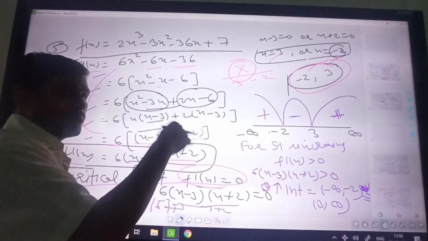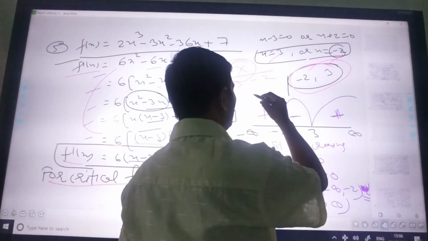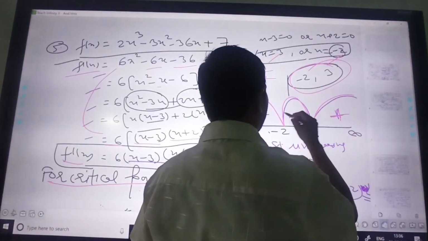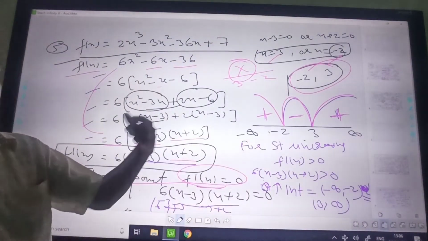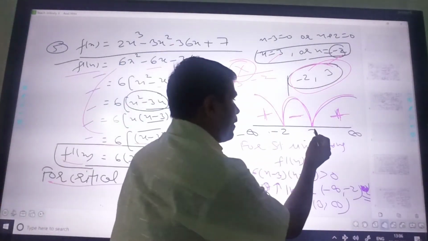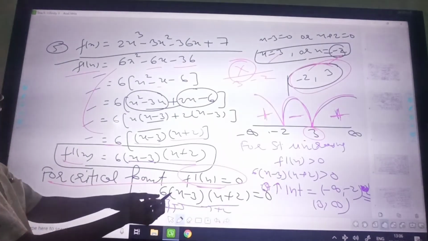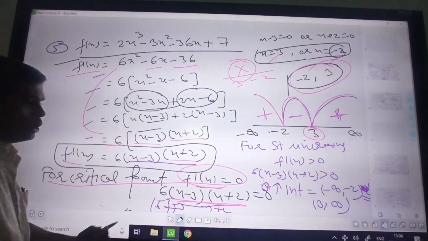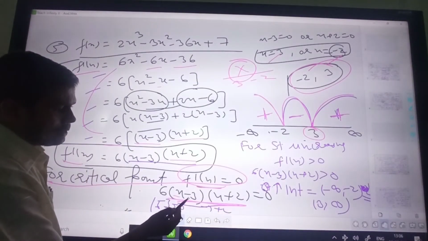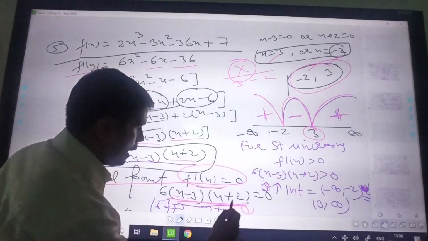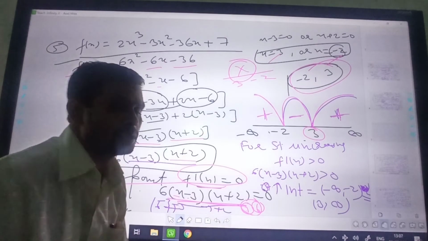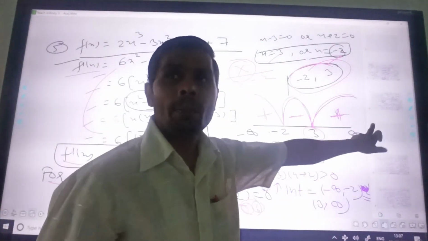Now after substituting on the number line, you can do it like this. The signs start plus, minus, plus. But I am just explaining why we have put positive here: you should take any value greater than 3 and substitute it here. After substituting, you will find that its value is positive. Suppose you take 4: 4 minus 3 is 1, and 4 plus 2 is 6. You can see 1 into 6 is positive, so obviously this gives us a positive result. That's why I have written a positive result here.